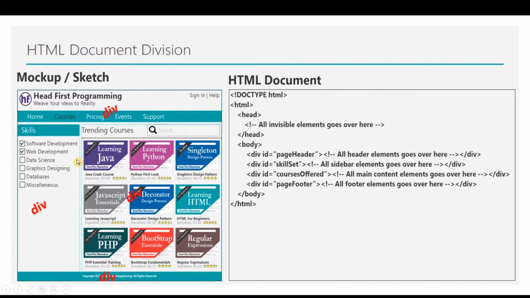The sidebar is related to the main content but is not directly part of it. And the footer section contains the copyright and other company relevant details. By following this pattern, we end up dividing our mockup into four discrete sections. The header incorporates the branding and the navigation links.